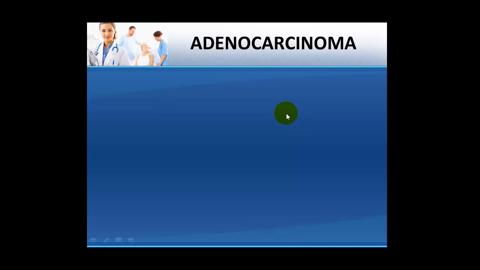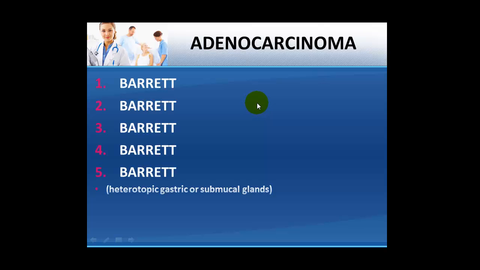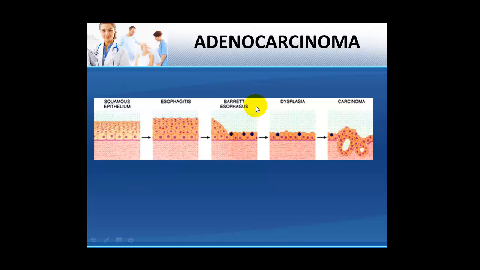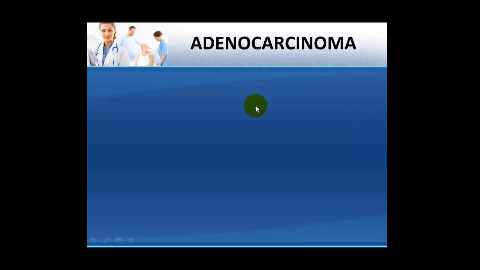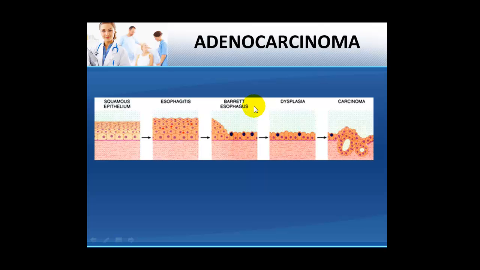Next topic, and the last topic for the day, is adenocarcinoma. Now I'm going to ask you, what are the top 5 causes or the top 10 causes of adenocarcinoma? They are always going to be Barrett esophagus. So they are the most common cause of adenocarcinoma. This is how it actually evolves.